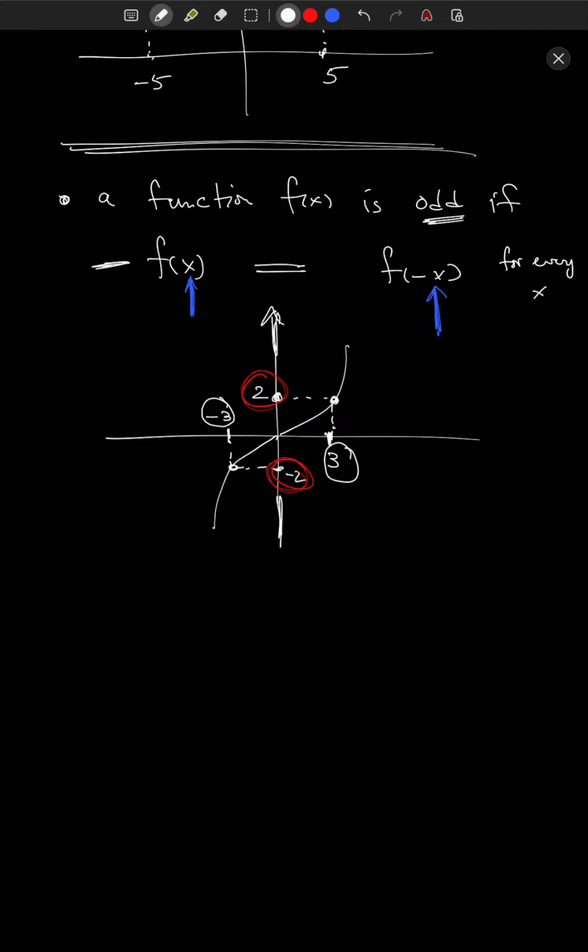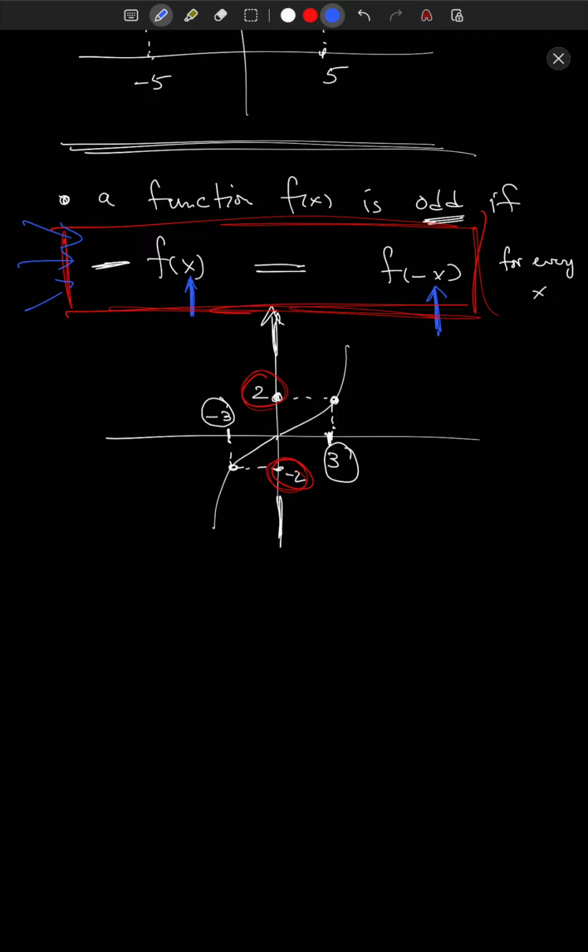So again, algebraically, we now have a method for determining whether a function is odd or not. And again, checking this formula will work whether we have a picture or not. So it's super powerful.